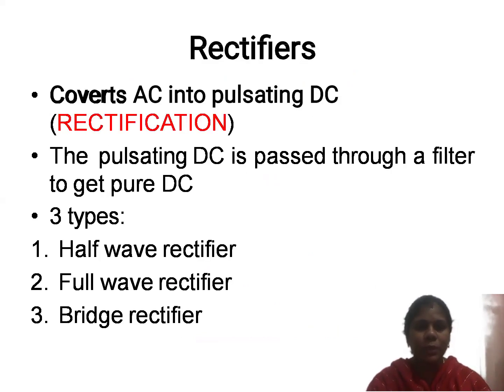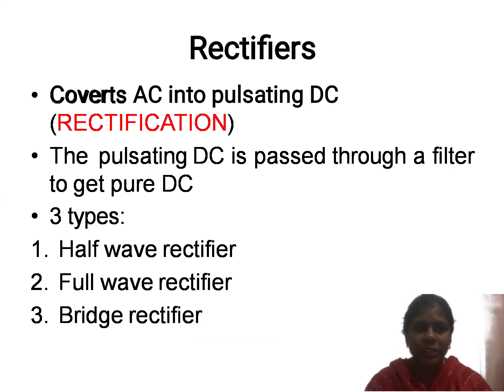First, we will see what is meant by rectifier. A rectifier is an electronic device which converts AC into a pulsating DC. This can also be called rectification. To get pure DC, the pulsating DC is passed through a filter. What is meant by pulsating DC? Pulsating DC means some unwanted AC components are present in the output of the rectifier. Those AC components are called pulsating DC.